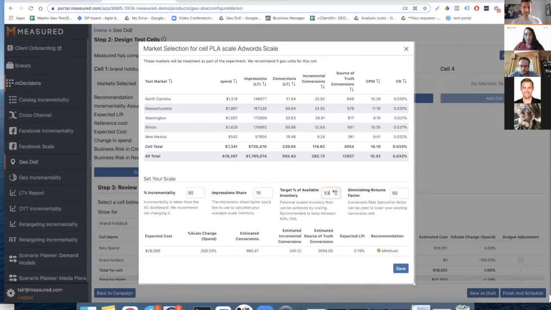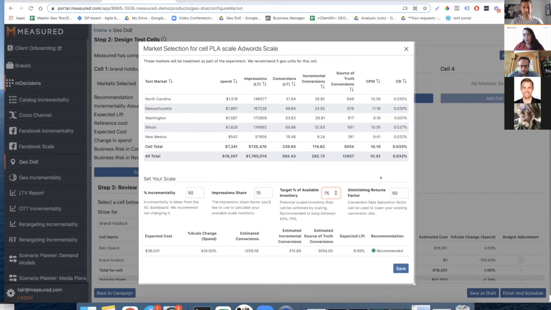So I'll just play with it, and I'll ask that you look right here in the expected cost. As I scale more, my expected cost goes up. And of course, my expected lift will go up, and it can affect my recommendation. If I go really high, my recommendation is going to become a lot stronger. Okay, and a diminishing return.